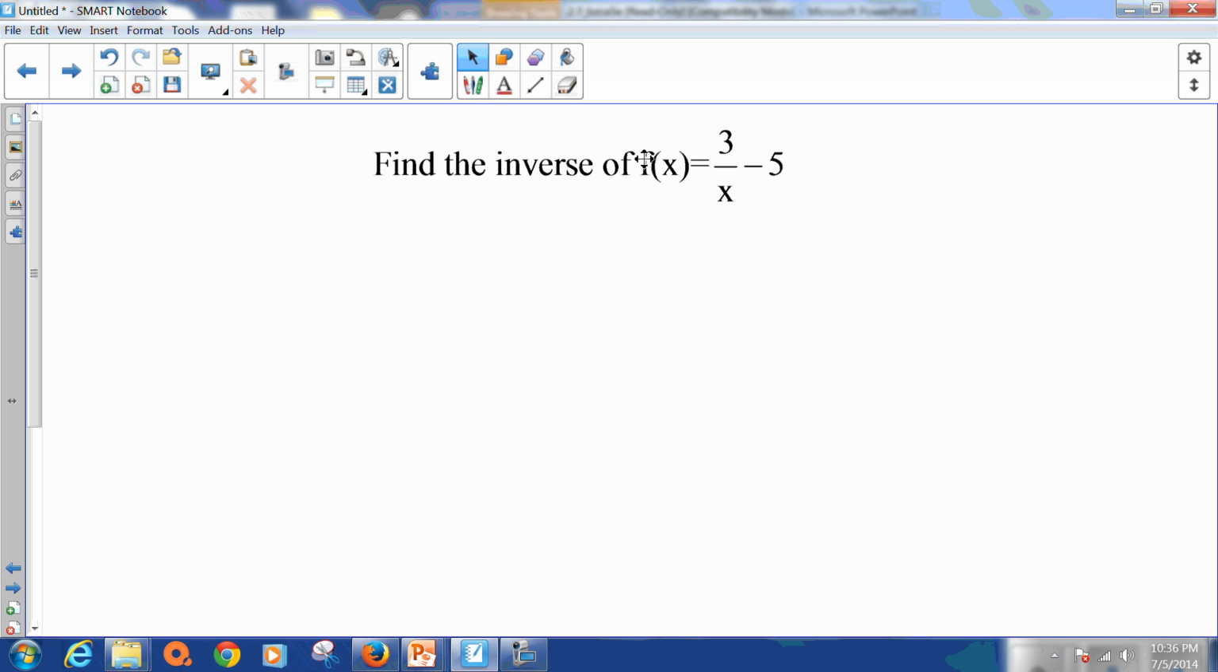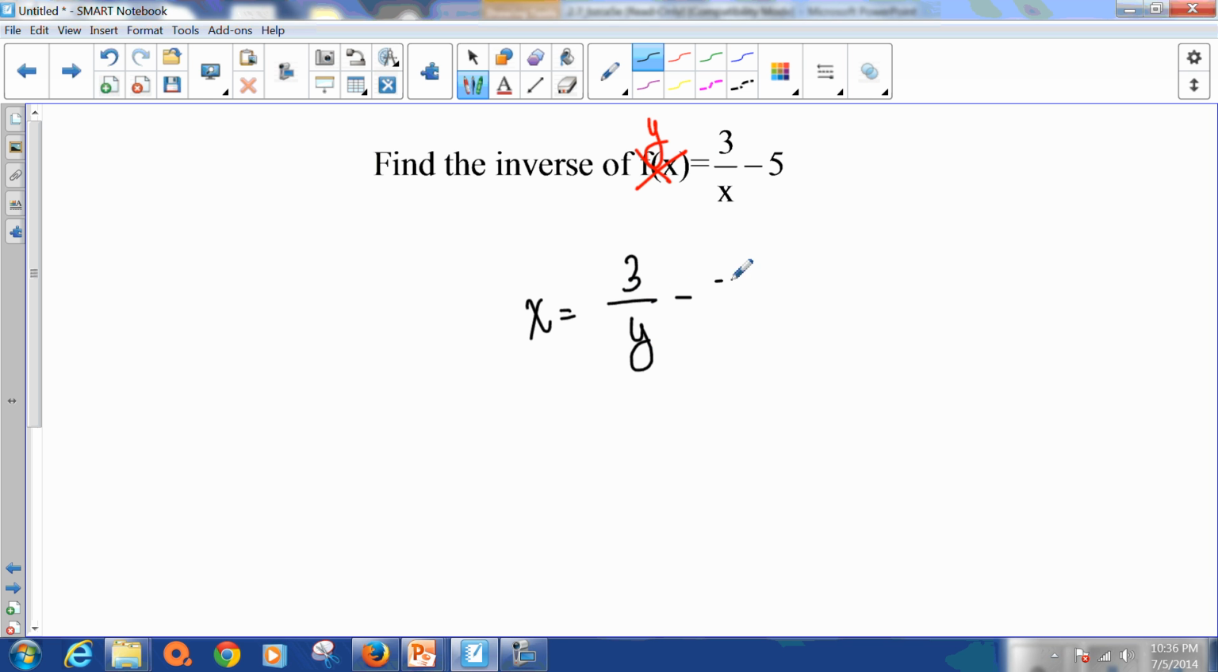So now, of course, f of x is just a fancy way to say y, so we get rid of him again. And let's swap x and y. So my x is going to come out here, and my y is going to come down here. And I want this, when I'm done and I have found the inverse, it will say y equals again. So I'm going to add the 5 to both sides.